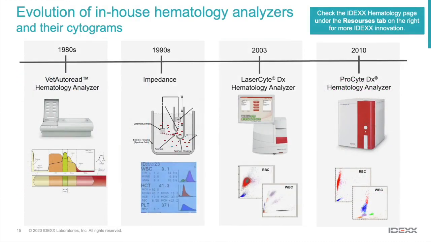Regarding morphology, these graphics give us more and more information as we progress along this evolutionary timeline. To the endpoint with the ProCyte DX, there really is not a single red cell, platelet, or white cell morphologic abnormality that I cannot predict just by looking at the cytograms themselves.